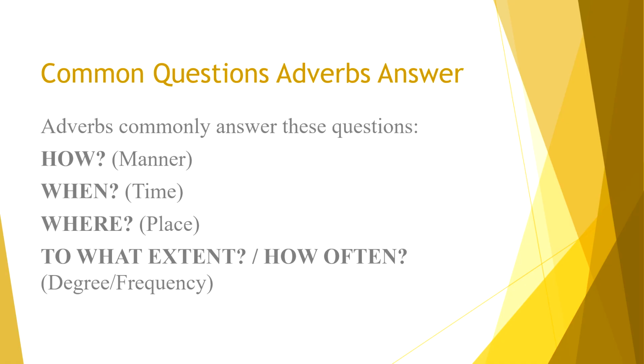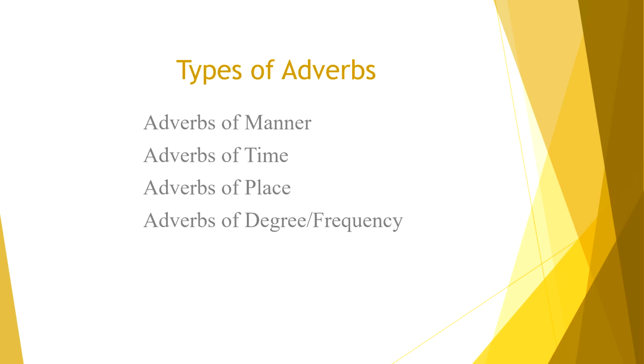To easily identify an adverb, ask yourself these four questions about the verb, adjective, or other adverb in the sentence. How? She sang beautifully. When? He arrived yesterday. Where? They live here. To what extent or how often? She almost finished. He always smiles. These questions are your secret weapons.